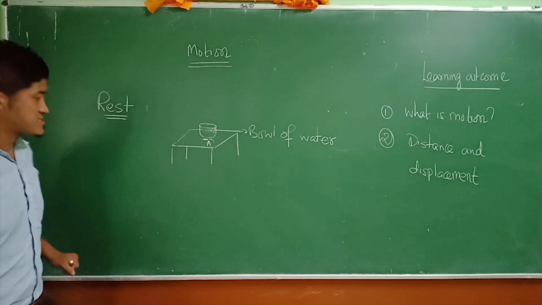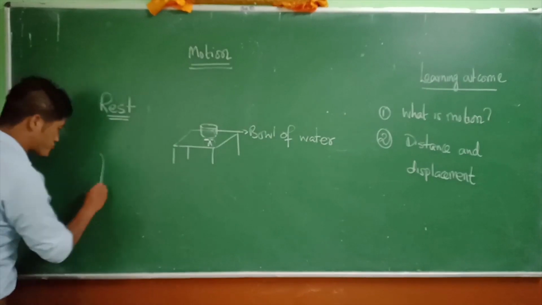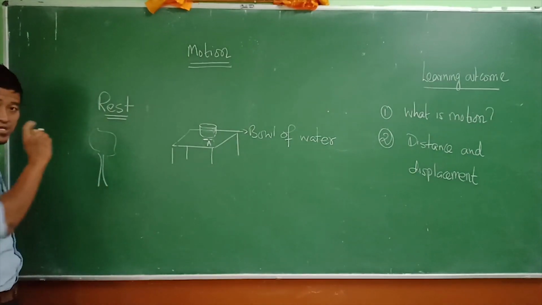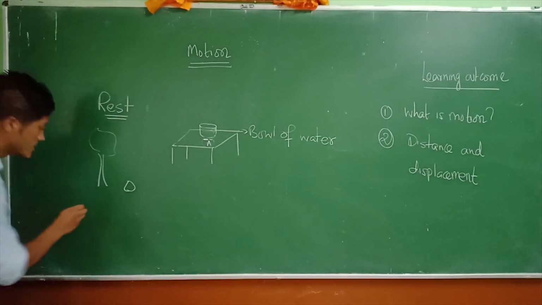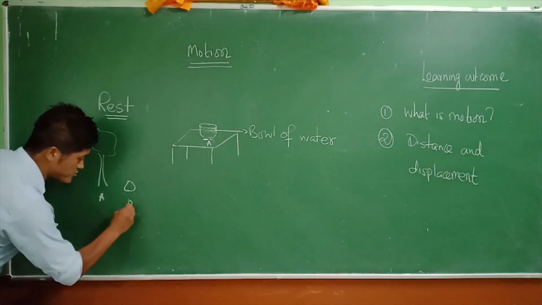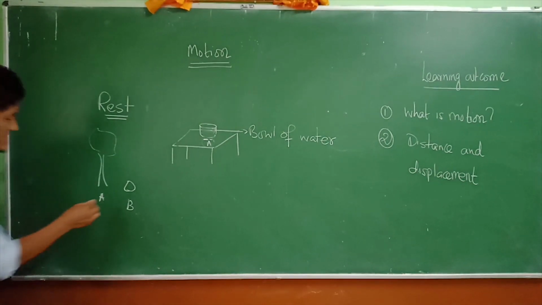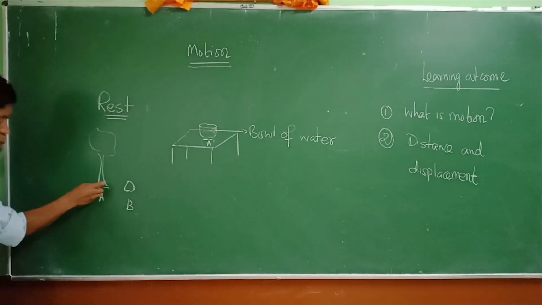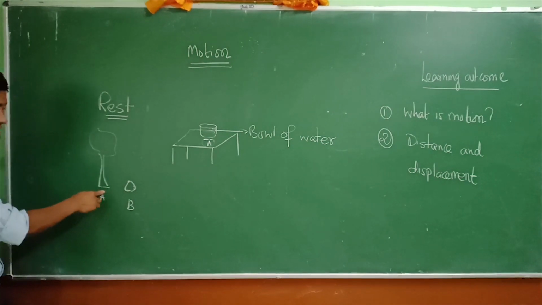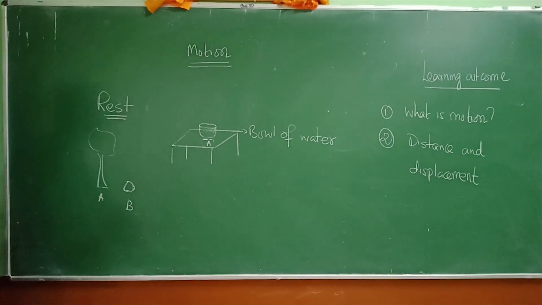Understand? For example, I will give you another one. There is a tree here, and there is a rock here. This is position A and this is position B. Now if this particular rock is not changing its position with respect to this tree, we say that this particular object is at rest.